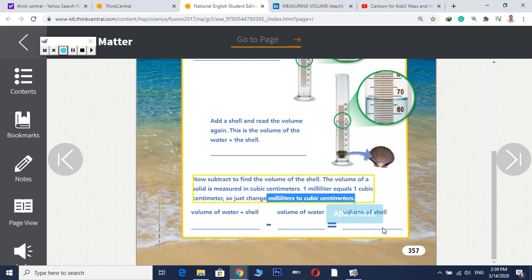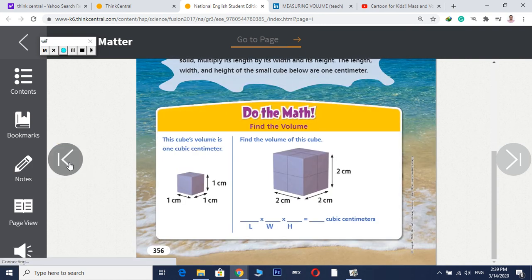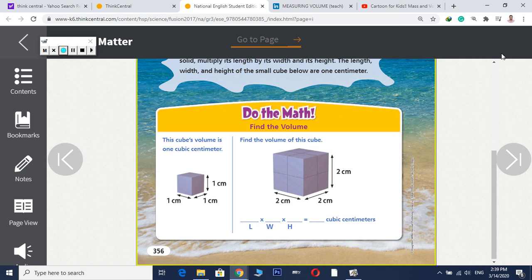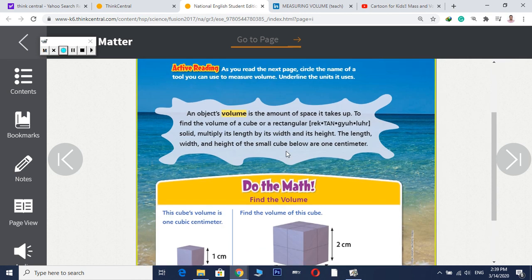Thank you for listening, and I hope it is easy, it doesn't need any effort or something like that. The most important thing is the definition and the two units of them, that is cubic centimeter for solids and milliliter for liquids.